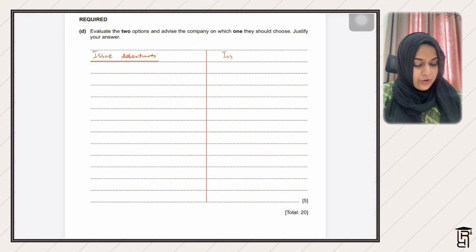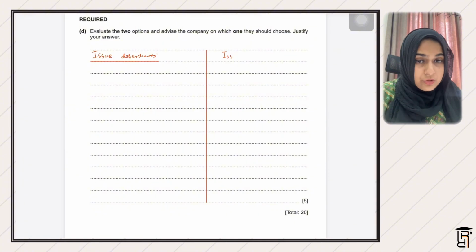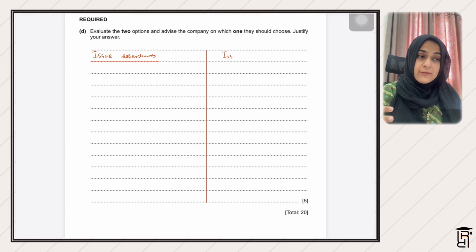The disadvantage of issuing debentures is that you need to pay them interest. Debenture holders must be paid fixed interest every year. So whether you make a profit or not, you need to pay fixed interest to the debenture holders. The other thing is that these need to be repaid. So there will be a point where you will have to repay your debenture holders the amount that you have raised from them.